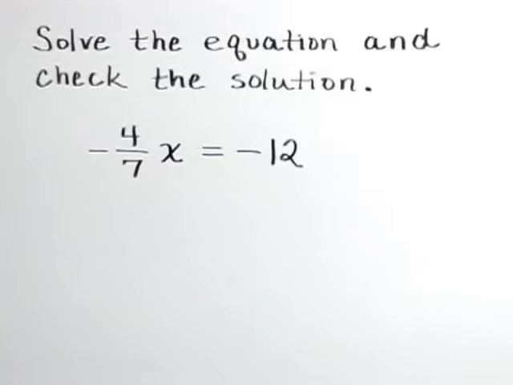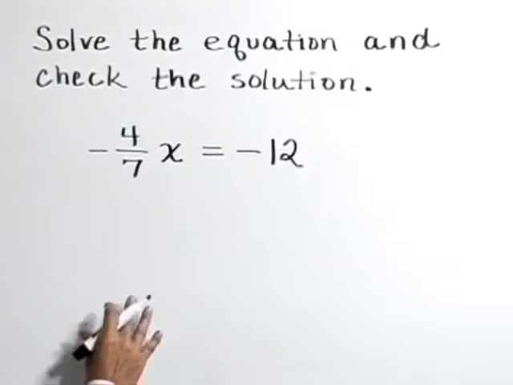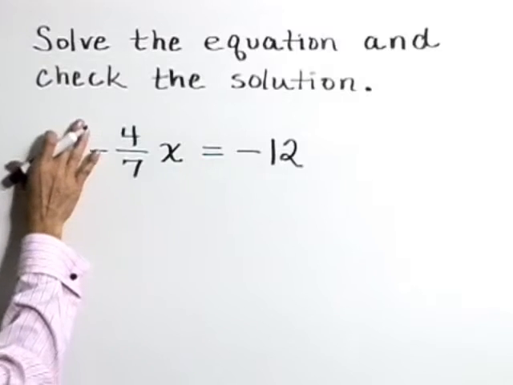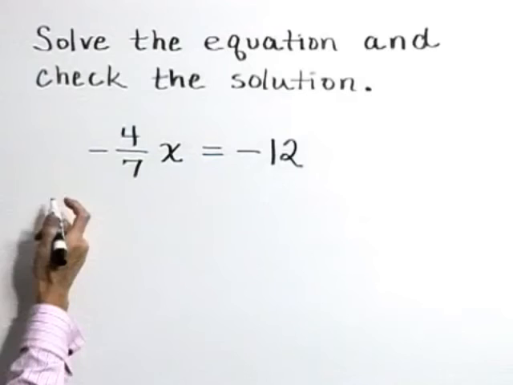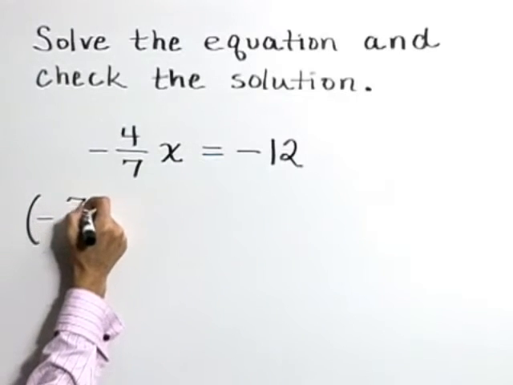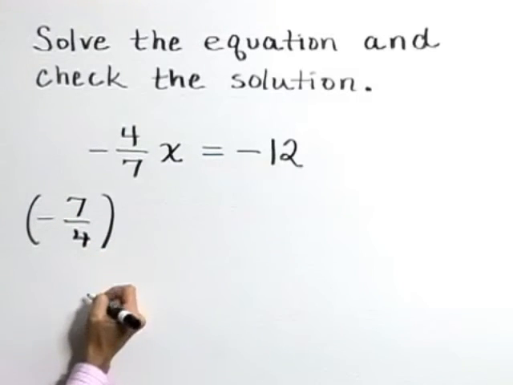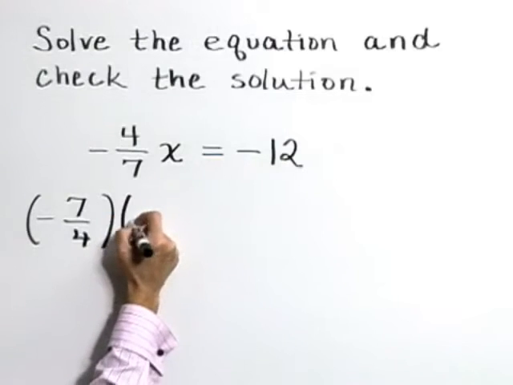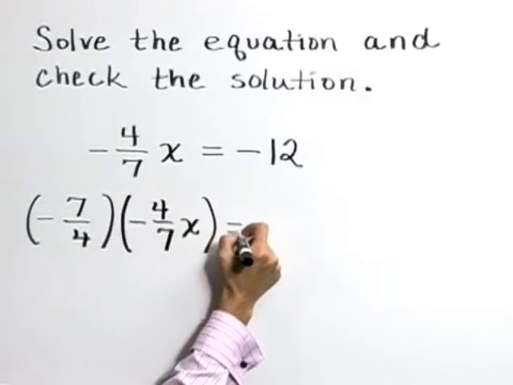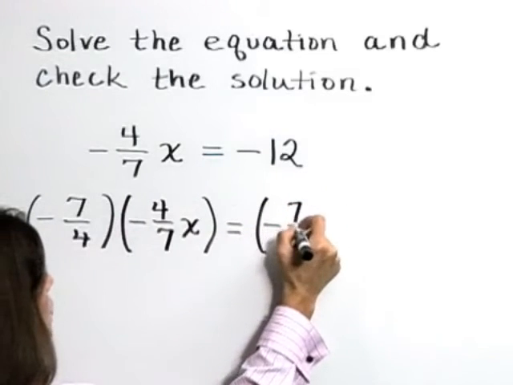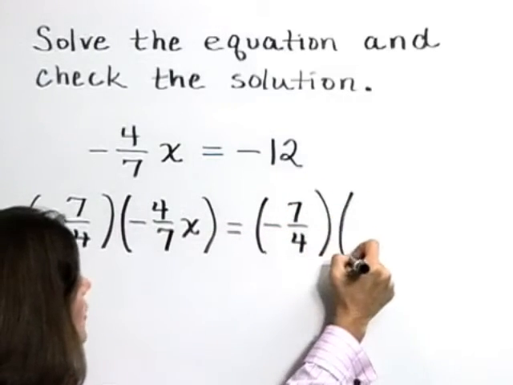Solve the equation and check the solution. Negative 4/7 x is equal to negative 12. Here we have a one-step equation where we're going to multiply both sides by the reciprocal of negative 4/7, which is a negative 7/4. So take negative 7/4 times the left-hand side and negative 7/4 times the right-hand side.